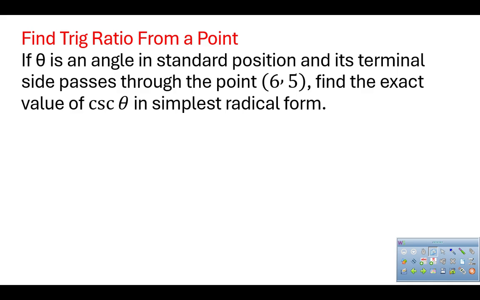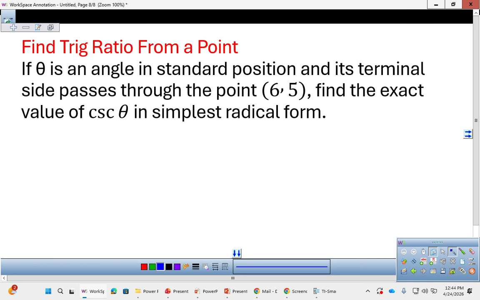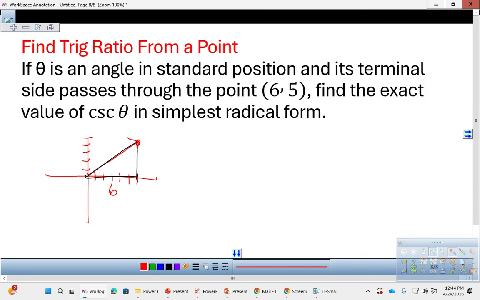All right, find the trig ratio from a point. So the point is 6, 5. So 1, 2, 3, 4, 5, 6. 1, 2, 3, 4, 5. I'm somewhere in quadrant 1. I'm going to create my reference triangle with my terminal side and then the x-axis, and I'm going to think about what I know. I went positive 6 over and positive 5 up. These are both positive. In quadrant 1, x and y are both positive.